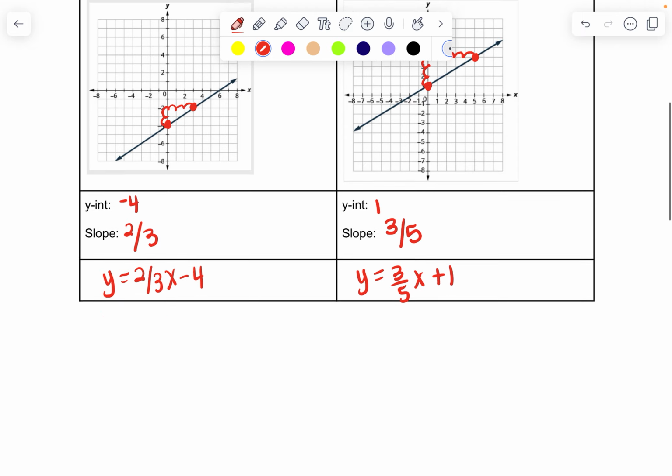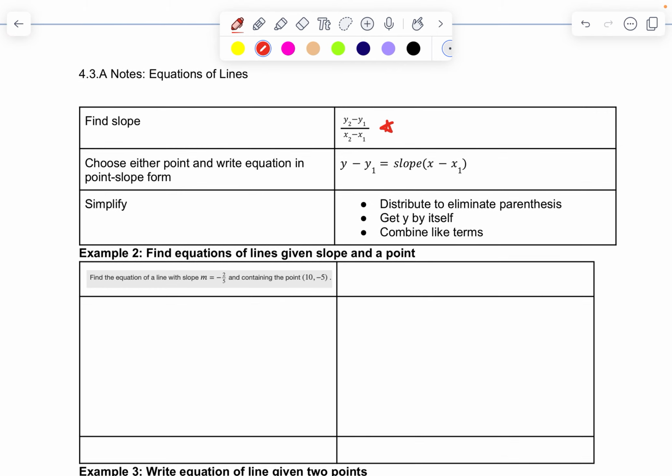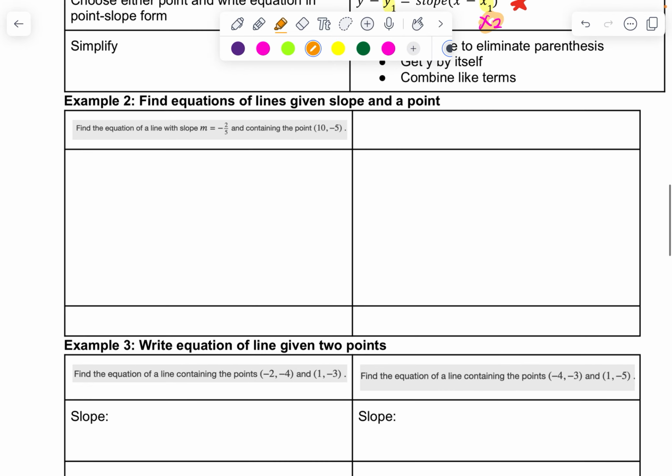You can also, besides that slope-intercept form, write an equation in point-slope form and then simplify. So we use the slope formula to find the slope first, put it into this equation. When you're doing x1 and y1, that's just these points, x1 and y1. You could also use x2 and y2. It doesn't matter as long as you're using the same point. So either use x1 and y1 or use x2 and y2 to write your equation. And then you need to simplify to get y by itself.